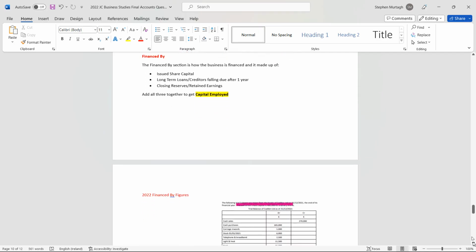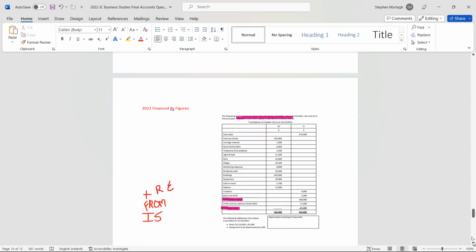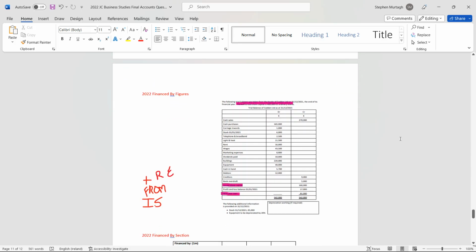So I've used a purple highlighter here. You can see at the top, authorized share capital is highlighted, that 400,000 €1 ordinary shares, because you do actually show it in this section. However, you don't use it as part of adding it up together. Your issued share capital and your 9-year loan. This is a loan after a year, so a 9-year loan.